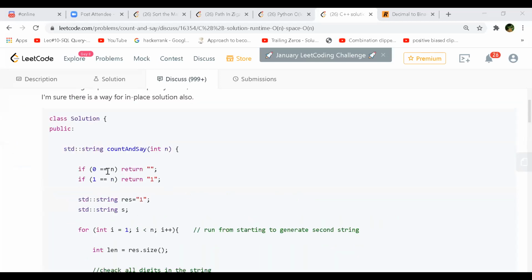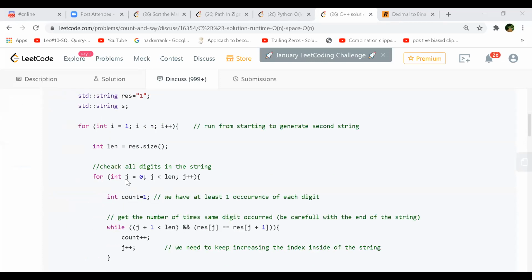So this is a base case, okay. They are initializing your result with 1 as a string, and going from 1 to n, running from starting to generate the second string. So same, they are calculating the size. Yeah, even if you see the first level, the first for loop is running from 0 to n, and inside you have a for loop for the digits, but that is variable, right? Initially it will be 1 length, then 2, 3. It won't always be n, right?